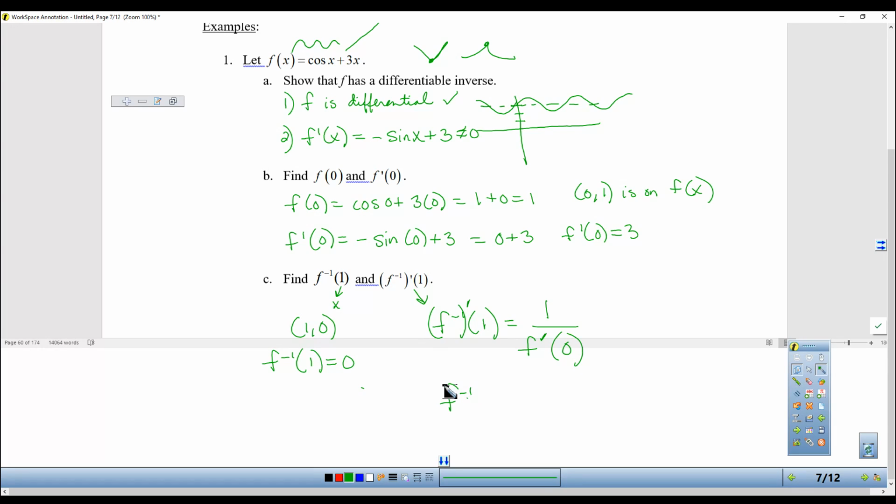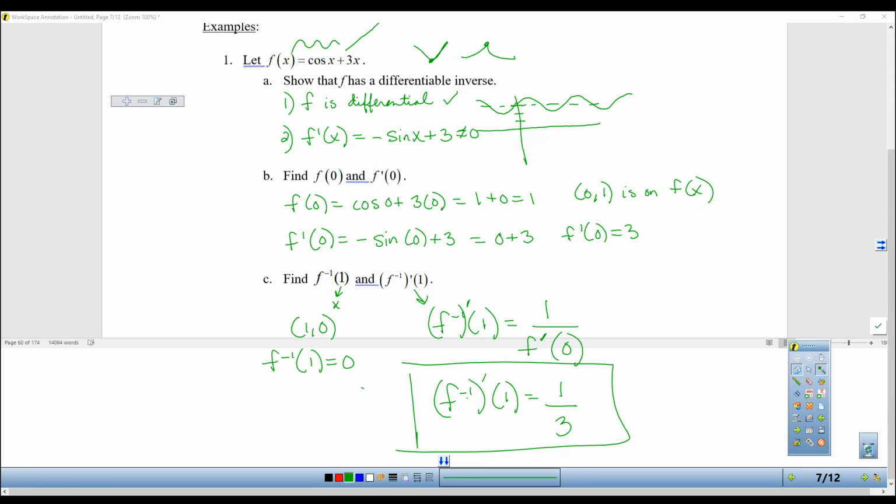So this is what I'm trying to find. F inverse derivative at 1 is 1 over, and do you remember we found this? F prime of 0 is 3. So there you go. Now, I walked you all the way through this.